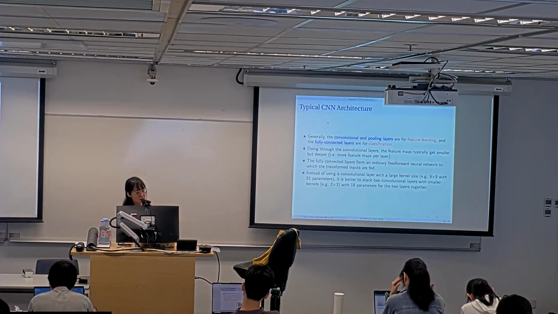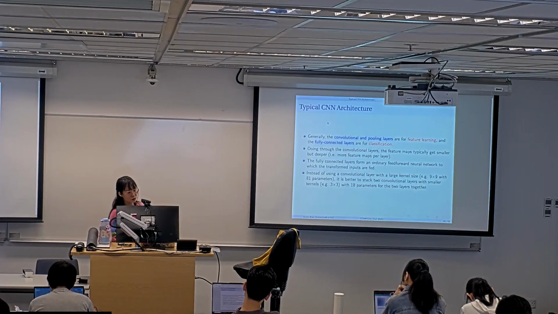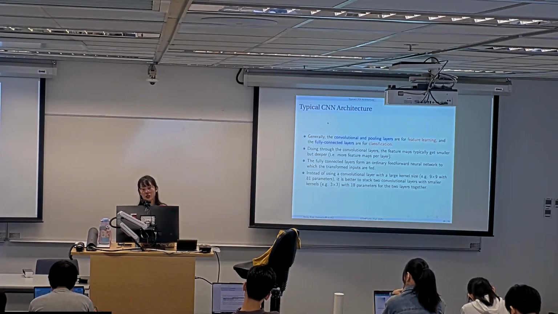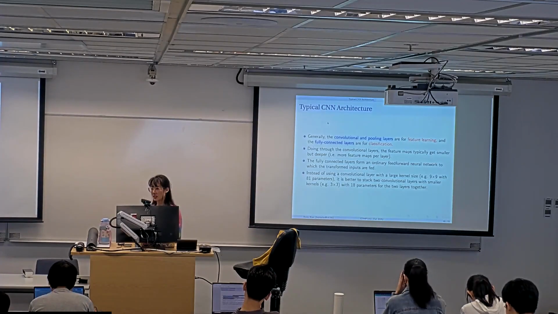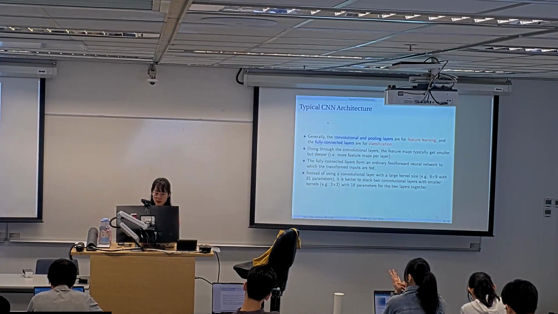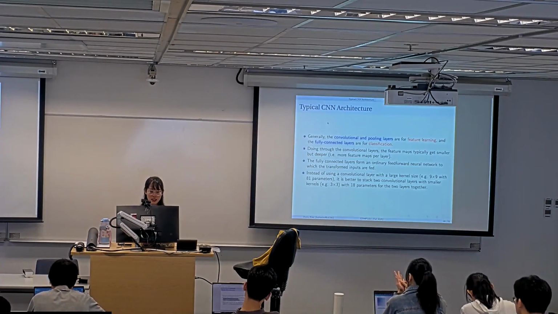Generally, the convolution and pooling layers are for feature learning, and the fully connected layers are for classification. Going through the convolution layers, the feature maps, which are the outputs of each convolution and pooling layer, typically get smaller but deeper. That is, there will be more feature maps per layer.